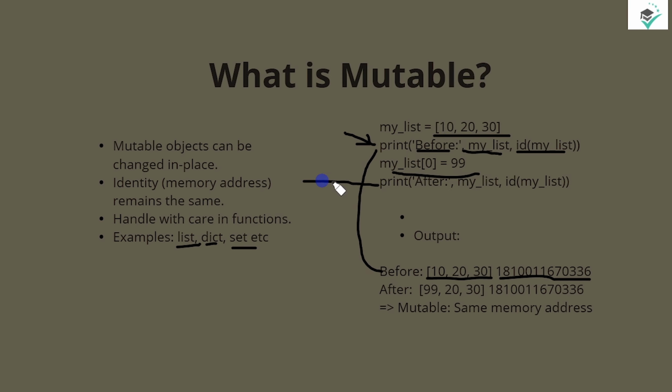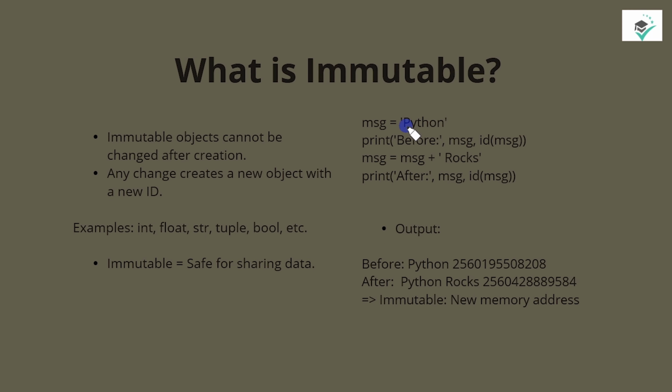Now again I am printing the after values: my_list and the id of my_list. It prints the updated value of the list and the memory location. As you can observe, both memory addresses are the same. It says that I have made the changes in the same memory location for that particular data type. So we can conclude that values are changed at the particular memory address when we are talking about a mutable data type.